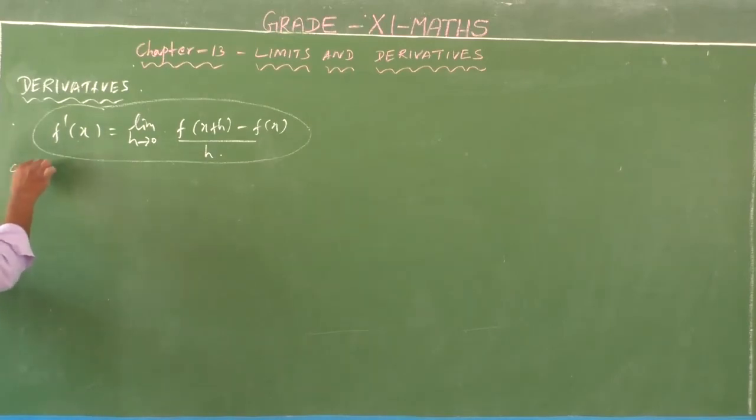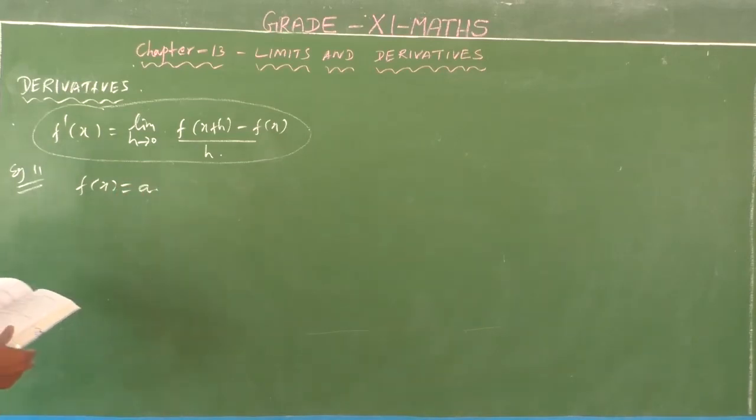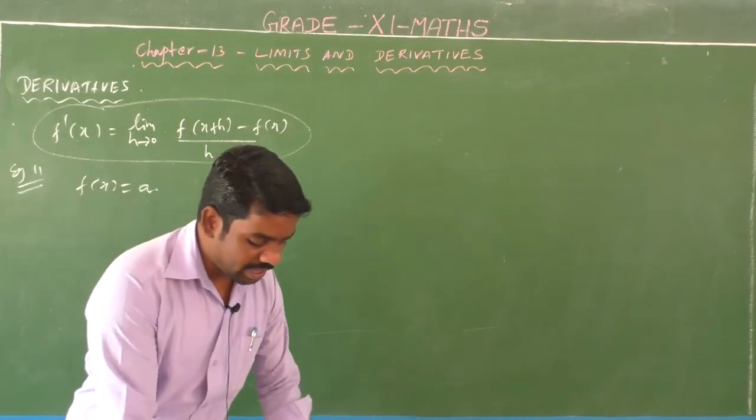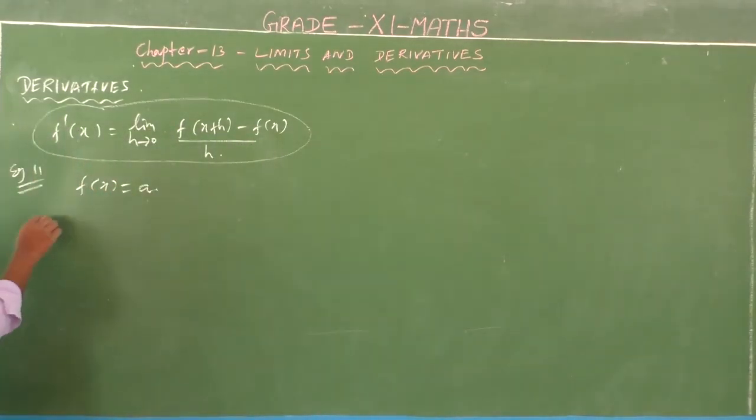And example number 11: derivative of the constant function. f of x is equal to a, for a fixed real number a, any real number. Okay, right. Listen students, so we find f dash of x.